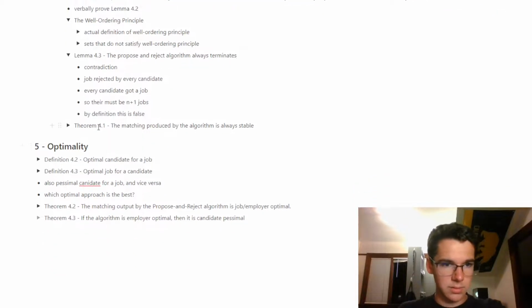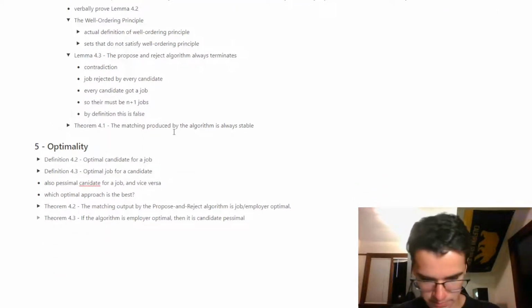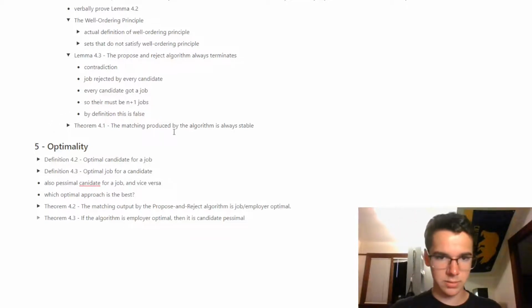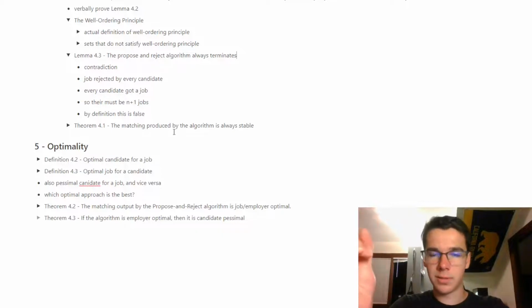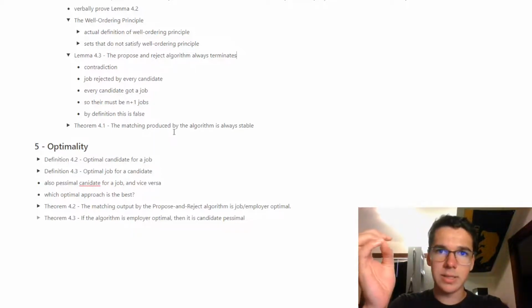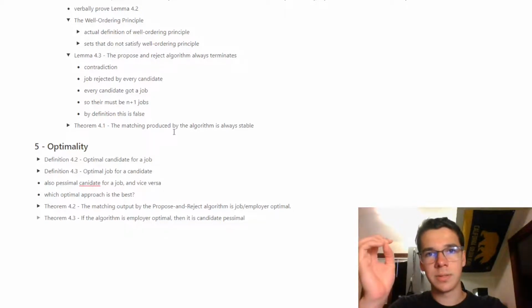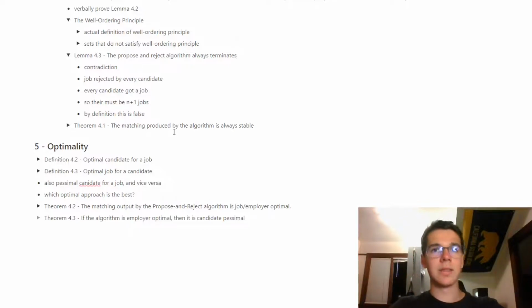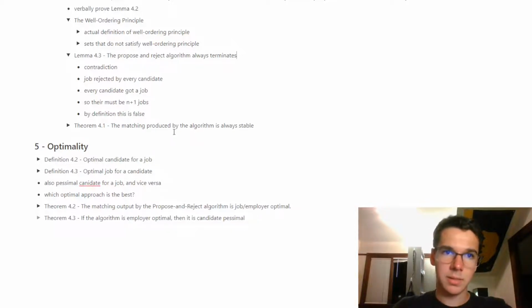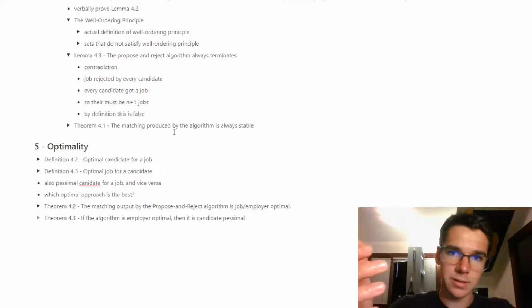So let's see. The matching produced by the algorithm is always stable. Okay, so we're again going to do a sort of contradiction. We're going to do this from the point of view of the job, right? Let's say there's some job J that prefers to be with some candidate, C star. Let's say J is paired with some candidate C, but it would prefer to be with the candidate C star.